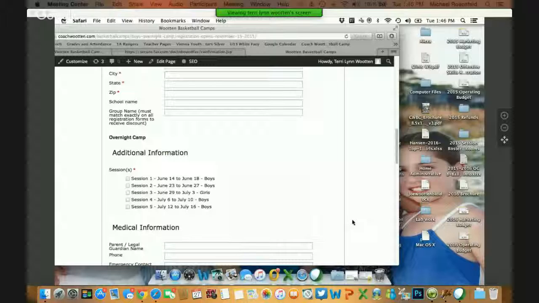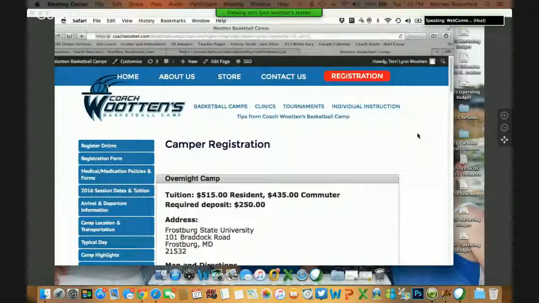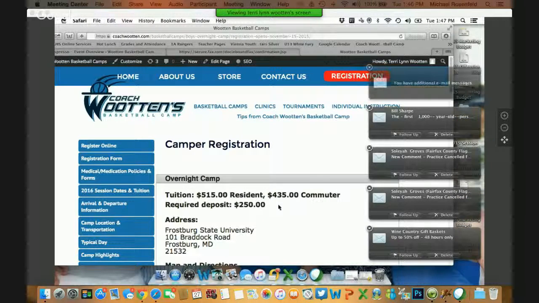Okay. Can you do me a favor? Can you scroll up to the top of the page, please? So the tuition, resident tuition. What is a commuter for overnight camp? Is it just someone who's sleeping at their own home and coming back the next day? Yeah, and those are people that are mostly in Hagerstown, Frederick, or LaVale. Those are kids that live maybe 15 miles away from the college. The majority of our camp is the resident camper.